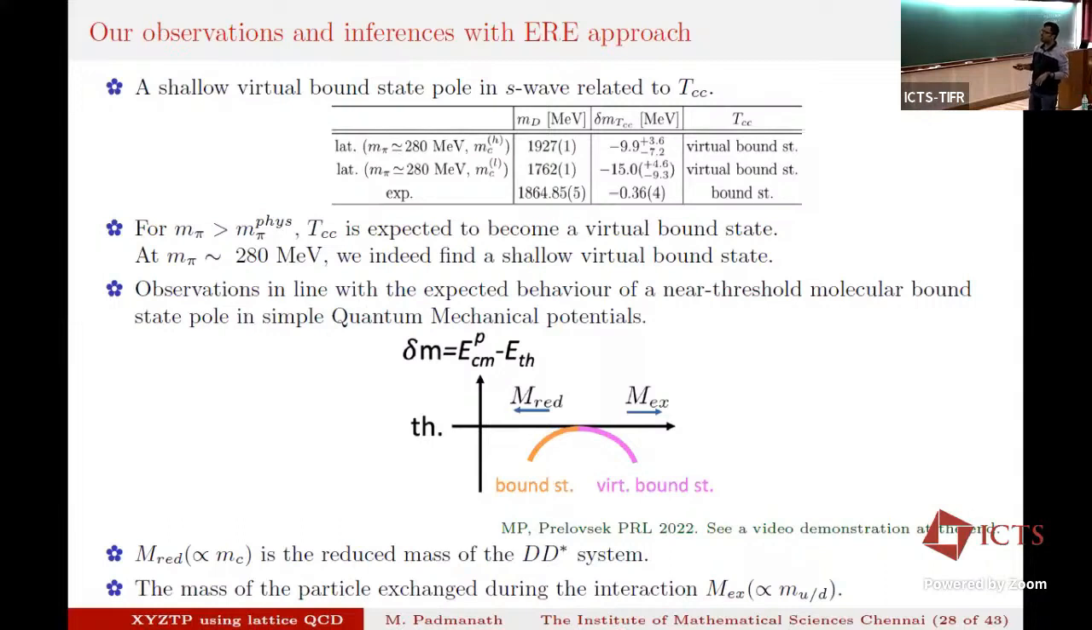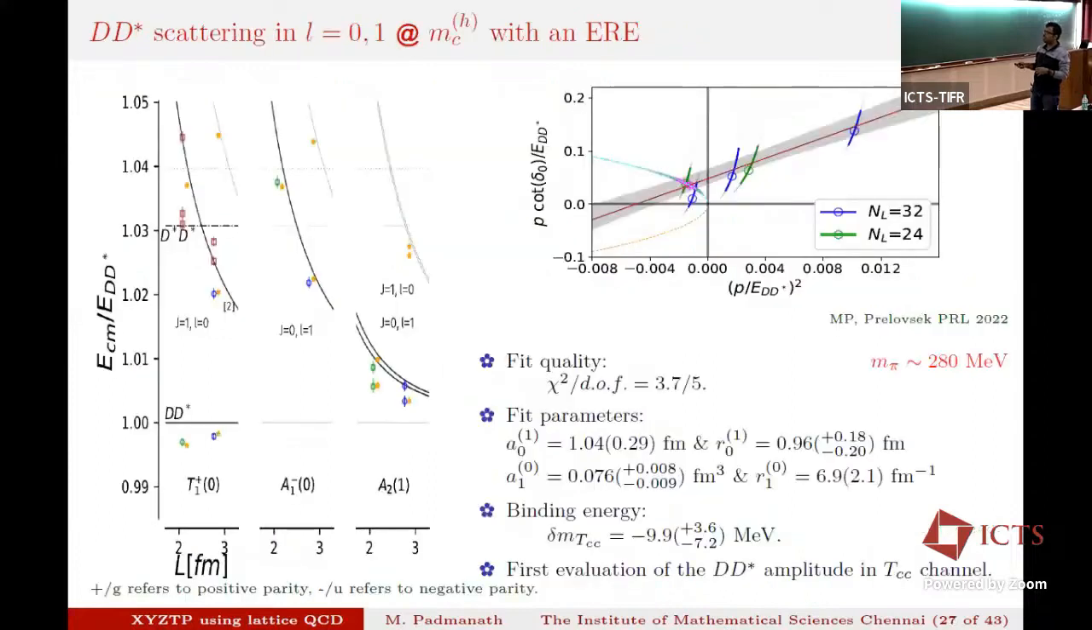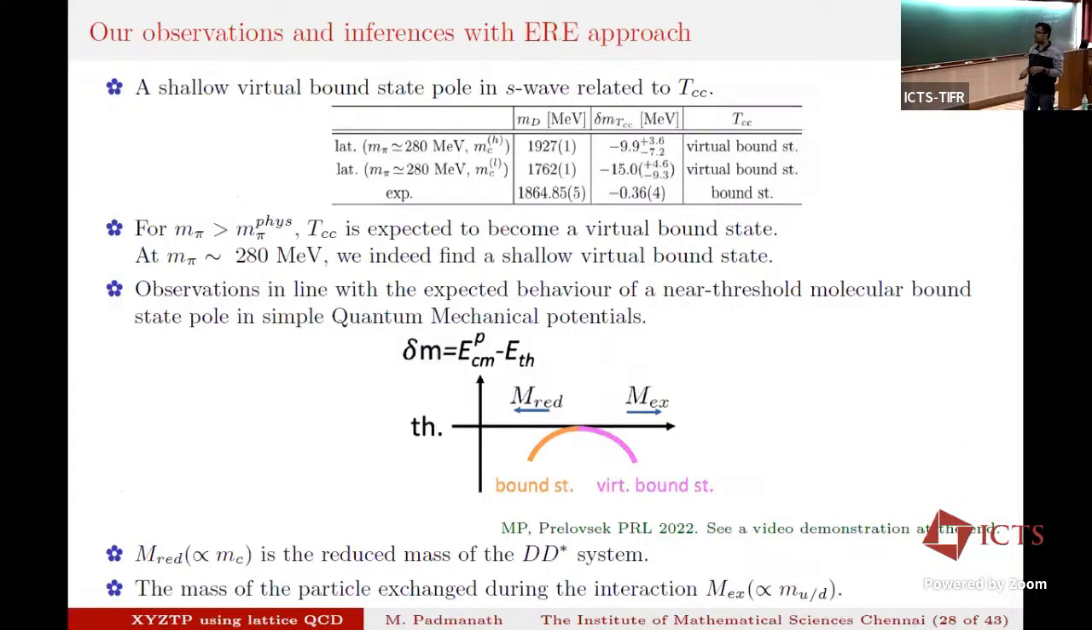This way we know that if you increase the heavy quark mass, this virtual bound state will eventually become a bound state. And similarly, I said that this calculation was done at a 280 MeV pion mass, and if you try to make it go towards the physical pion mass, then also it is found that it is going towards the bound state scenario.